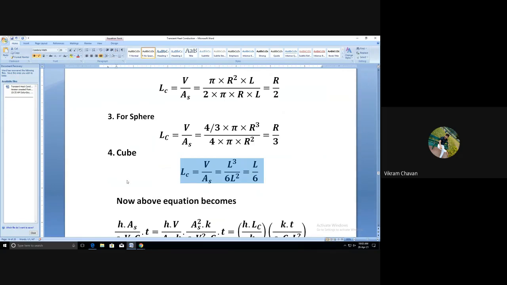Then fourth object is cube. In case of a cube, LC is equal to V divided by A suffix S, and the cube volume is L cube, and the total surface area of cube is 6L square. So in case of a cube, the characteristic length we will get as L divided by 6, L by 6.